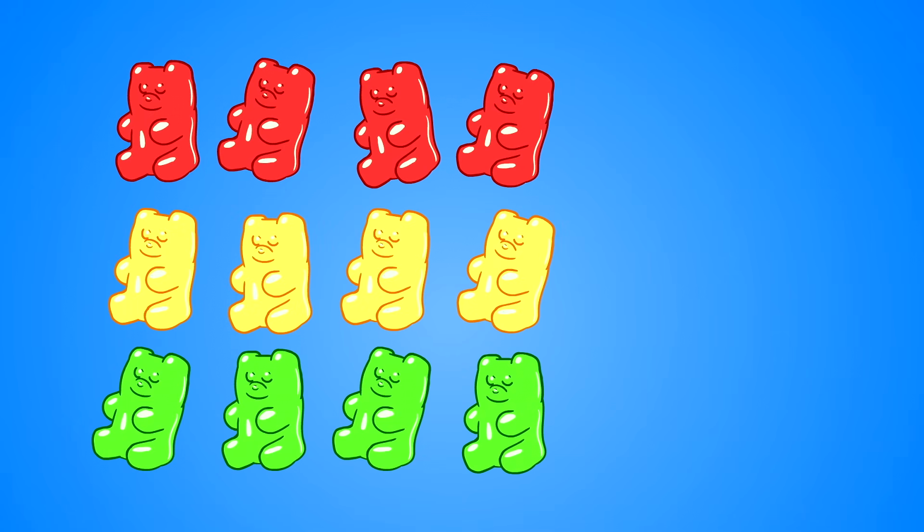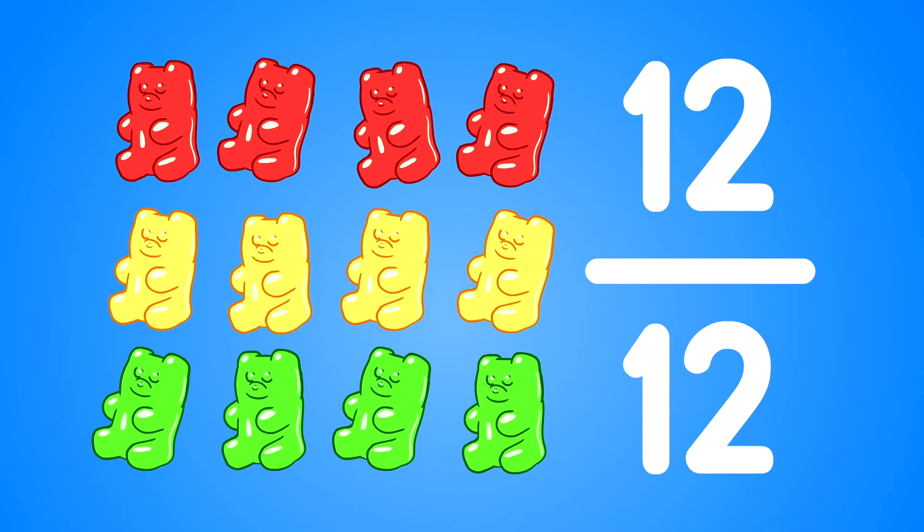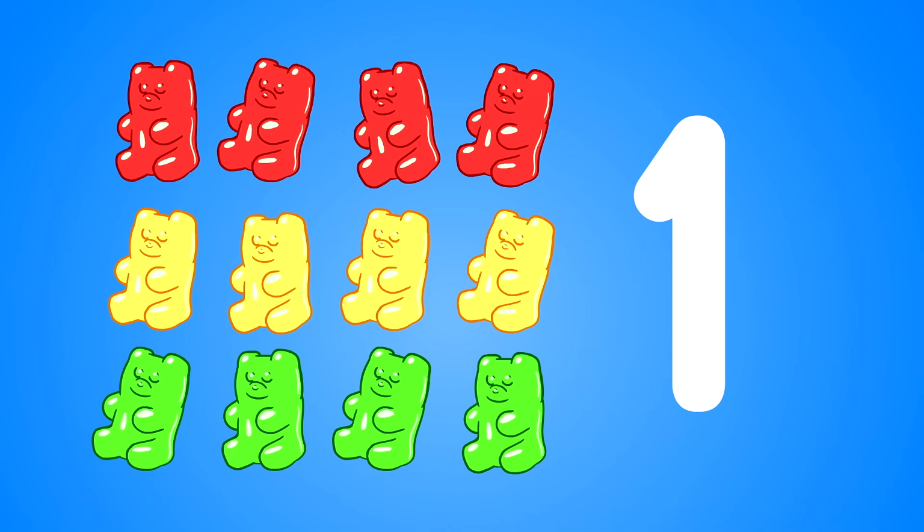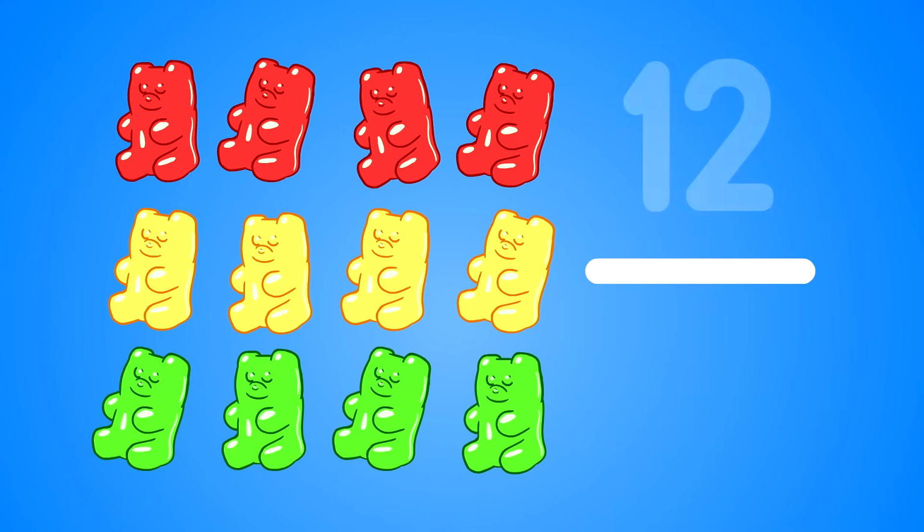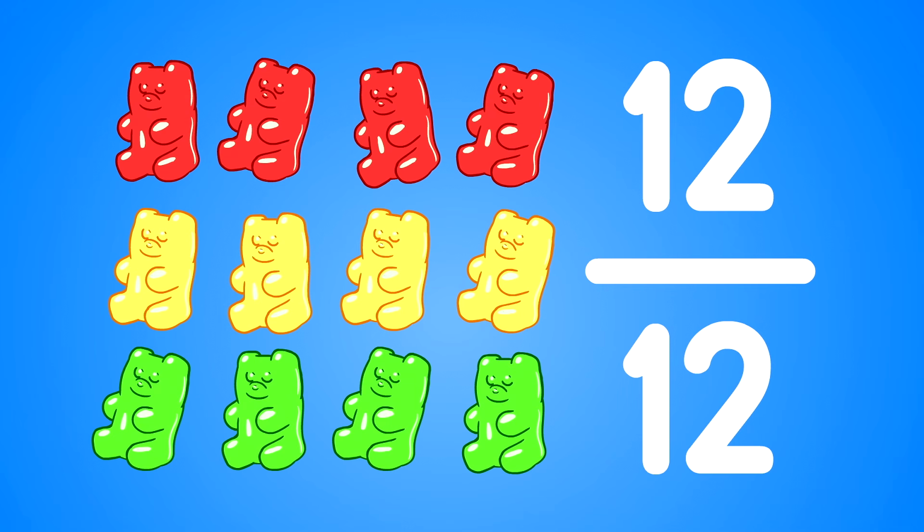This is kind of tricky. All of these gummy bears are in color. So I'm going to say 12/12ths are in color. Good job, Dennis. Or you can say one whole set is in color. If the numerator and the denominator are the same number, that's the same thing as describing one whole object or set. So 12/12ths equal 1.